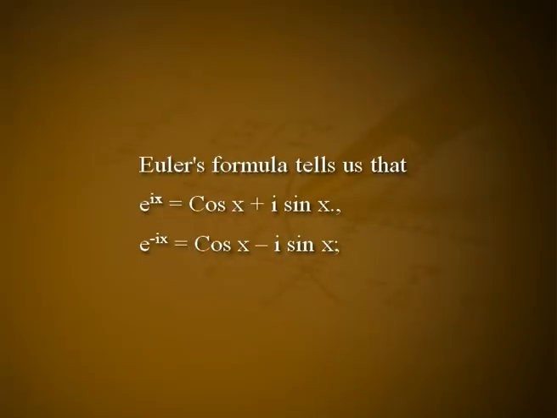Euler's formula tells us that e raised to ix is equal to cos x plus i sin x. e raised to minus ix is equal to cos x minus i sin x for any real number x. e raised to ix plus e raised to minus ix is equal to 2 cos x. Also, e raised to ix minus e raised to minus ix is equal to 2i sin x.